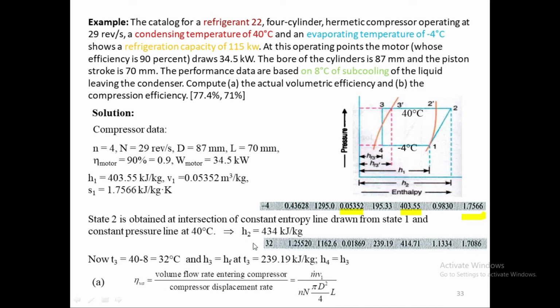So when we read it, state 2 is obtained at the intersection of the constant entropy line drawn from state 1 and the constant pressure line at 40 degrees centigrade. So this constant entropy line, we will start from point 1 and it will keep on extending till it hits the 40 degree line, the condenser pressure line. So there it will be the H2 amount. From there we will read it at the bottom here. That will give us H2 of 424.